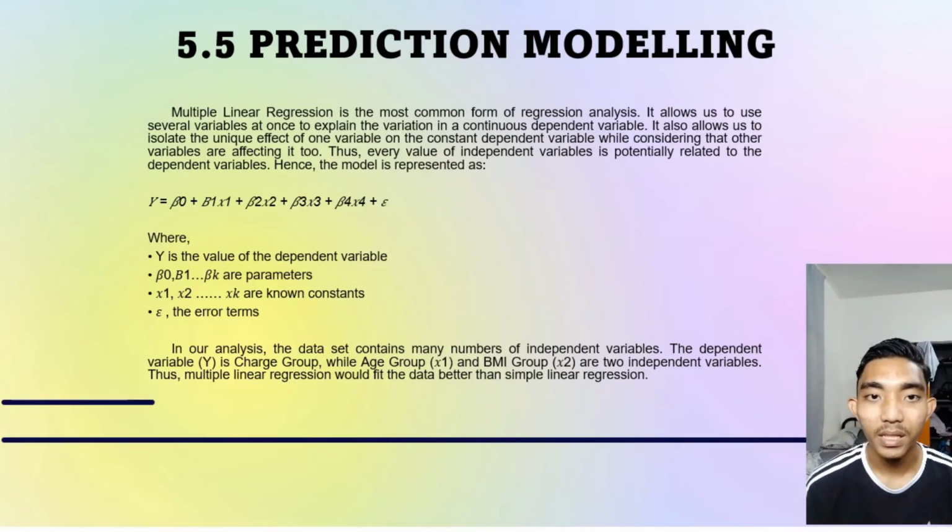5.5 Prediction modeling. Multiple linear regression is the most common form of regression analysis. It allows us to use several variables at once to explain the variation in a continuous dependent variable. It also allows us to isolate the unique effect of the variable on the continuous dependent variable while considering that other variables are affecting it too. Thus, every value of the independent variables is potentially related to the dependent variable.